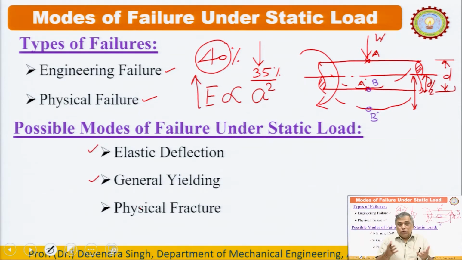If the shaft breaks into two pieces, it will not be able to perform, it will not be able to work. This is evidently a failure, anybody can say this. So these are the three modes of failure under static loading, right.